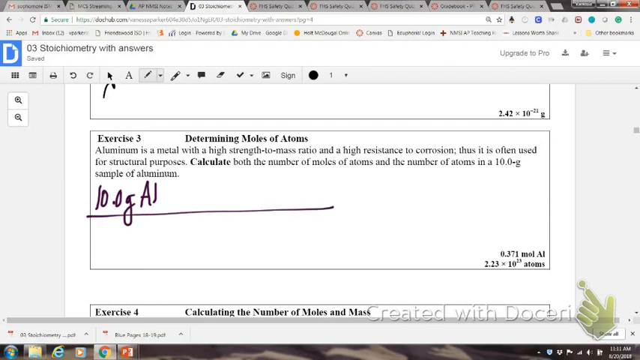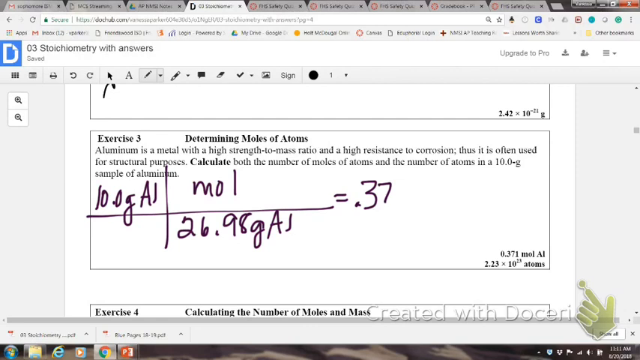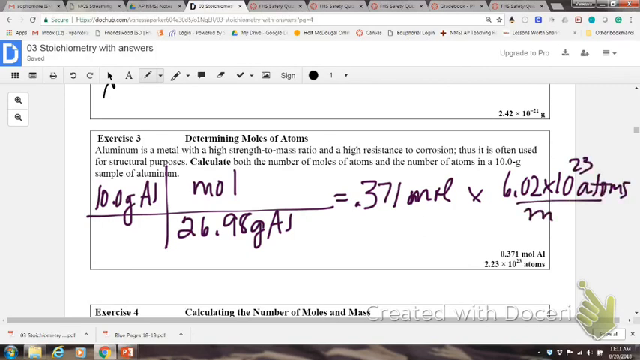What's the molar mass of aluminum? Well, it would probably be 26.9. It probably would be. And then we solve for that, and we get 0.371, matching our sig figs, right? Yes. And then it wants to know how many atoms, so then we would just go ahead and say 6.02 times 10 to the 23rd atoms per mole. And we get 2.23 times 10 to the 23rd atoms. So we good on that?